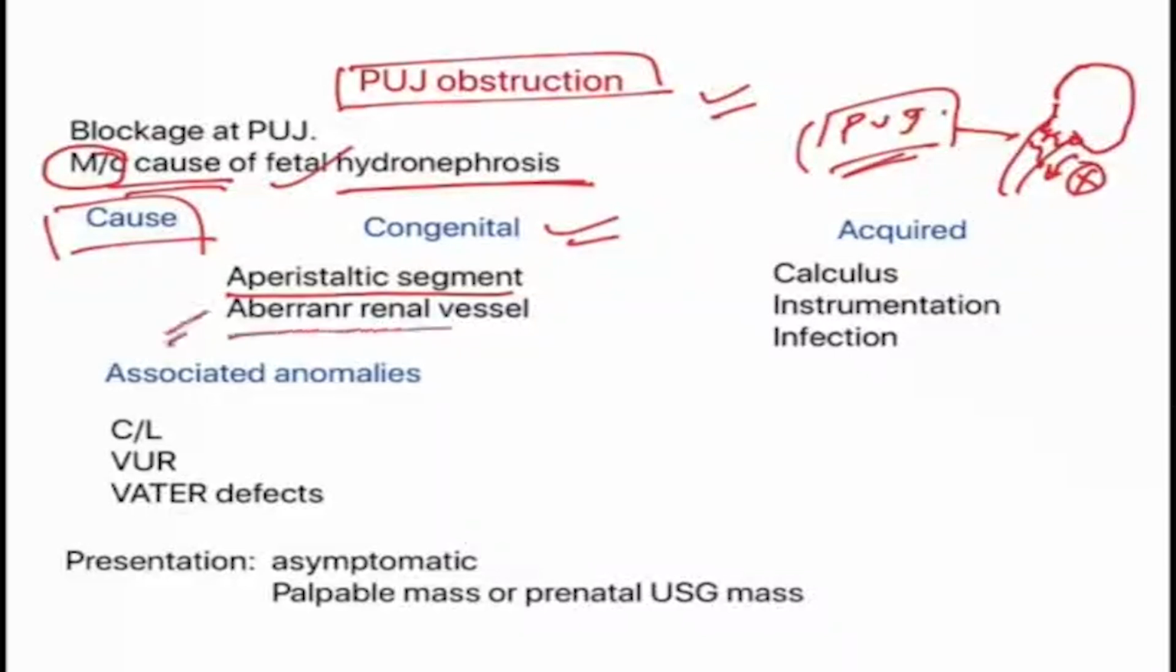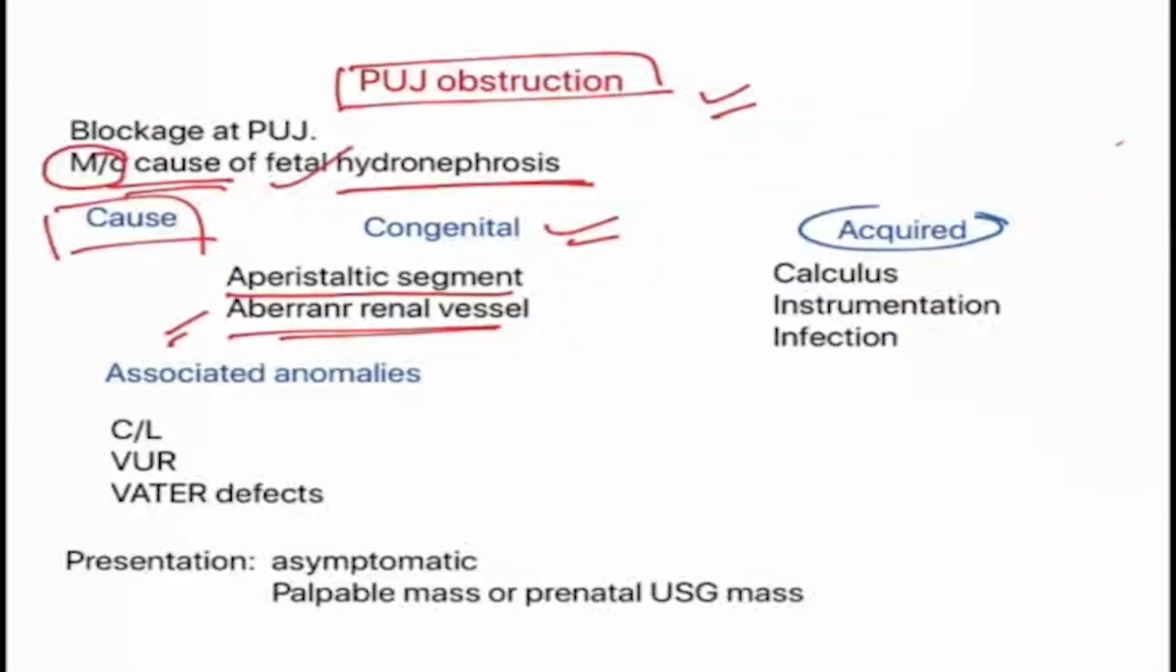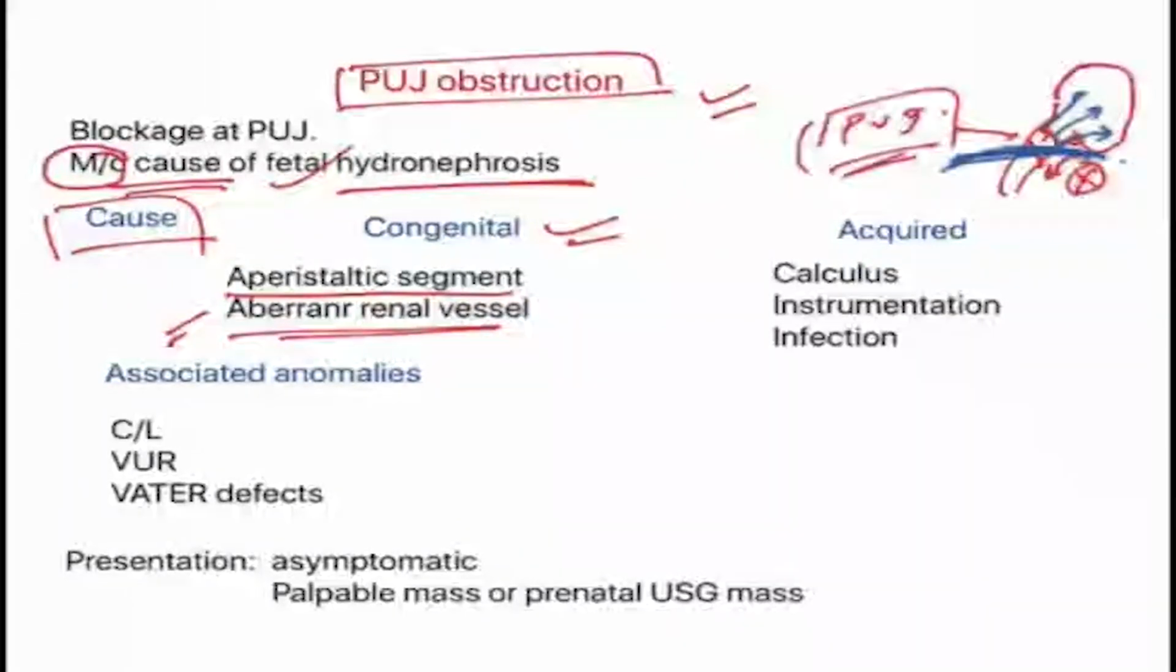The causes can be congenital, because of an aperistaltic segment, so peristalsis is not present at this level, or there is an aberrant renal vessel, which crosses and presses on the ureter at this level and obstructs it. So hydronephrosis is there and PUJ obstruction is there. When the causes are acquired, these are because of calculus, instrumentation or infection.